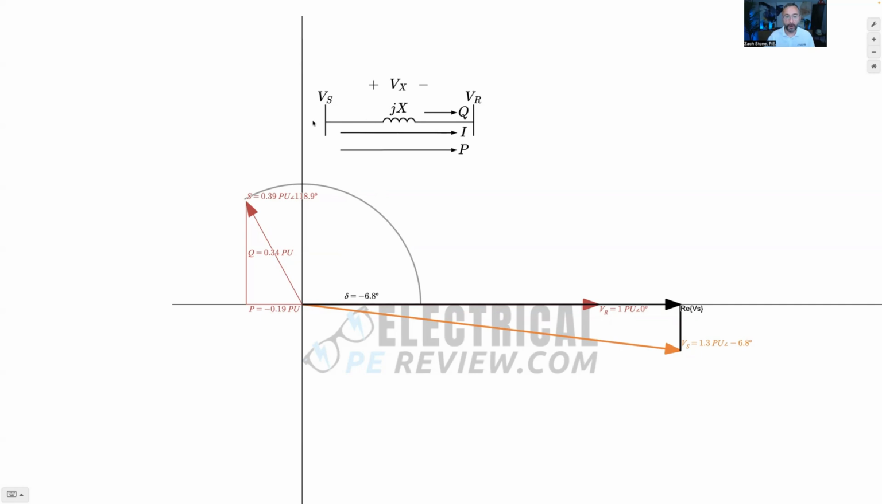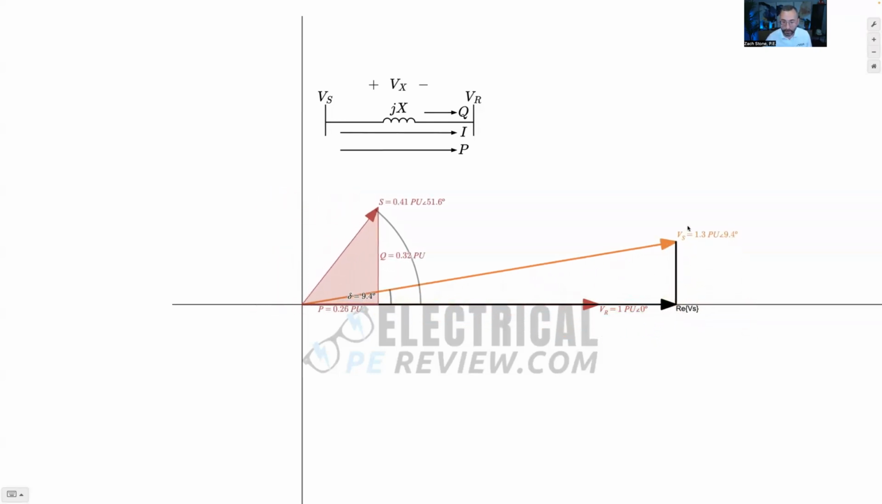So in this diagram right here, what direction is P and I flowing in? Is it flowing from VS to VR like it's shown here? Or is it actually flowing backwards? Yeah, opposite, said Lipping. It's flowing from VR to VS. But we still have Q flowing into the receiving bus. Q is positive 0.34 per unit. P is negative 0.19 per unit. All right, let's go back to VS being the leading bus.